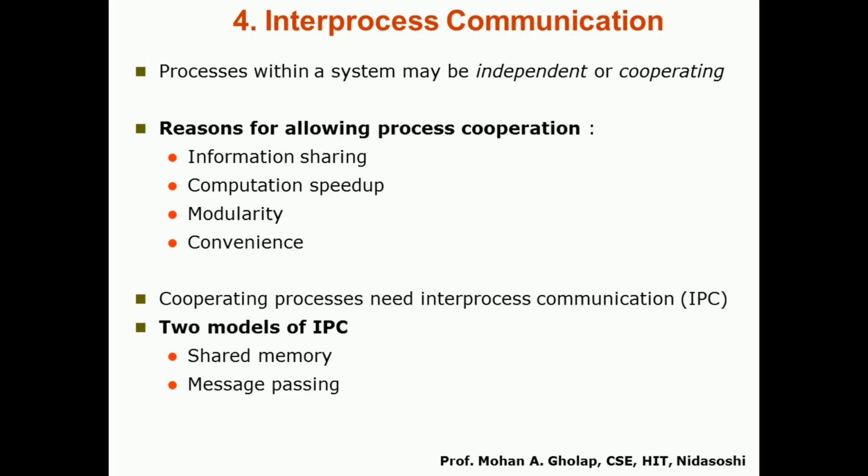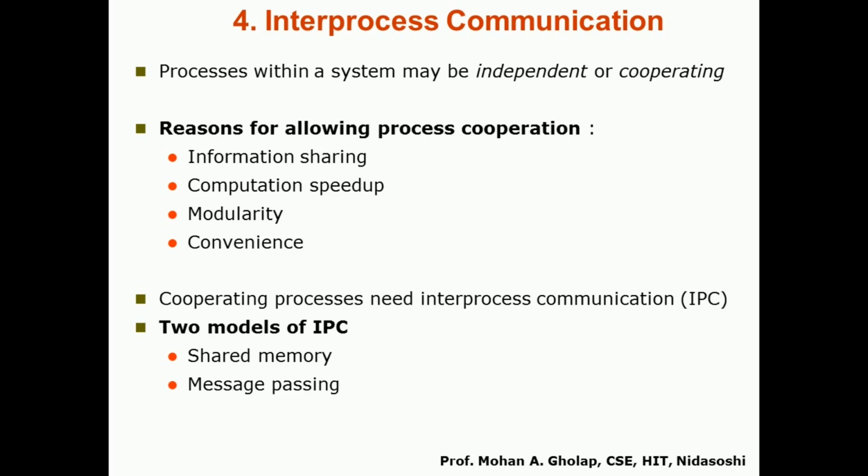The other category of process we have is cooperating processes. This is the opposite of independent. Cooperating means that when a particular process is executing, its execution will affect the execution of other processes, and also the execution of other processes may affect the execution of the present process. These processes are called cooperating processes.